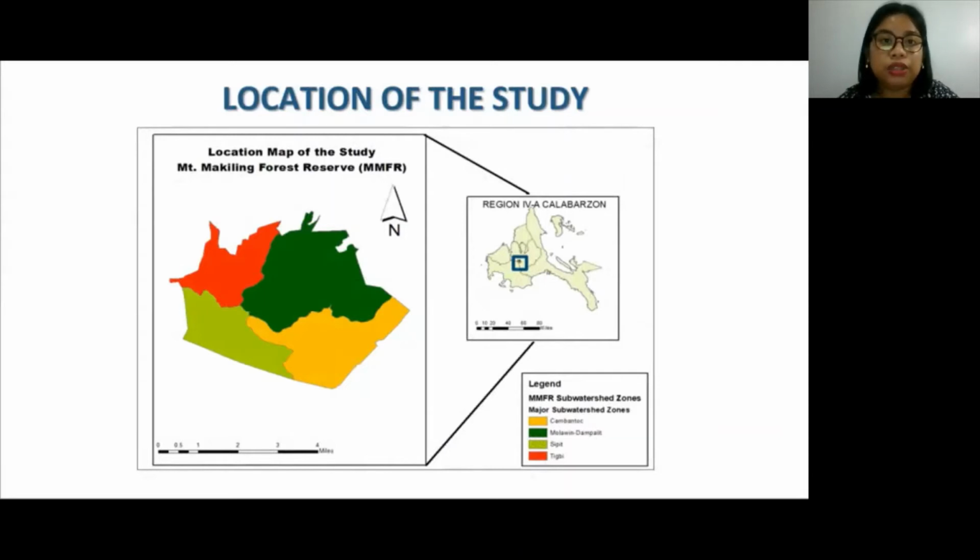Determining soil erosion potential in MFR will aid in identifying priority areas for protection and conservation to minimize damages due to excessive surface soil erosion. This study will also help in identifying erosion hotspots needed for further assessment in identifying appropriate land use and soil and water conservation strategies.